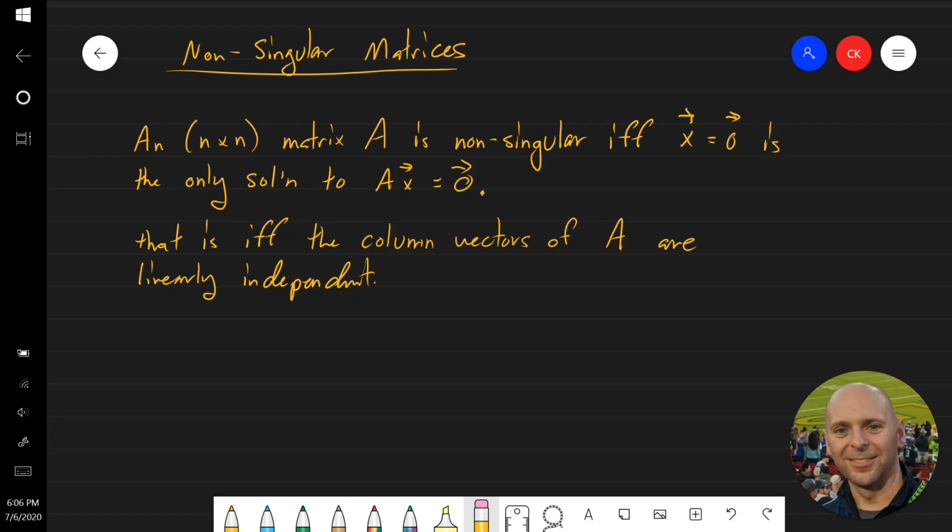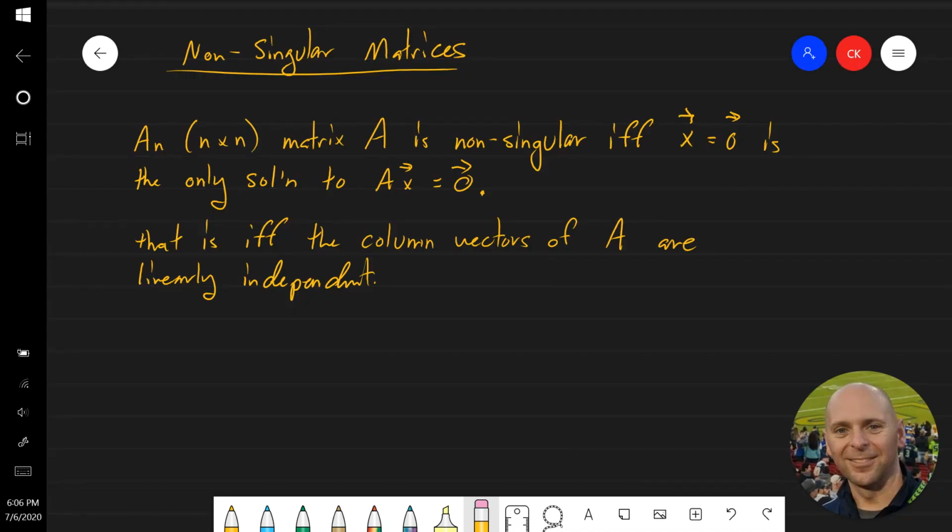So we start with an n by n matrix, and it's going to be non-singular if and only if the zero vector is the only solution to the homogeneous equation. This seems exactly like our definition for linear independence, because it is. What we're really saying is that the column vectors of A are linearly independent if and only if the trivial solution is the only solution.